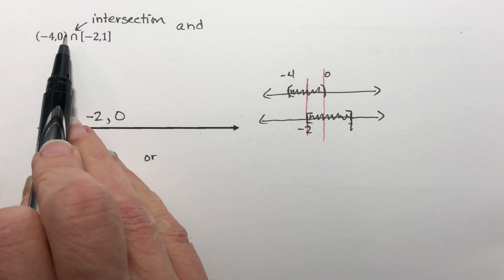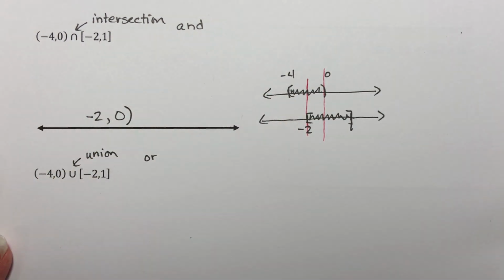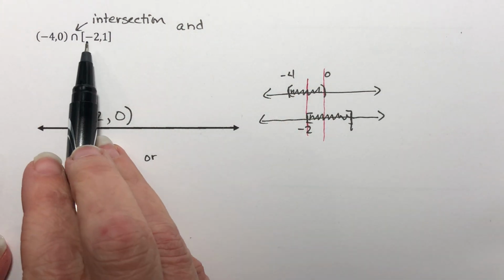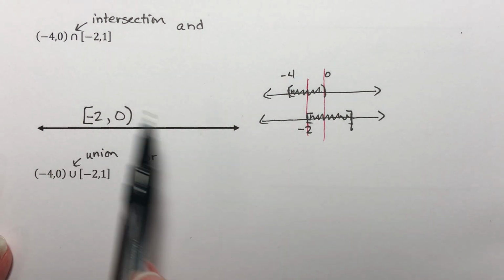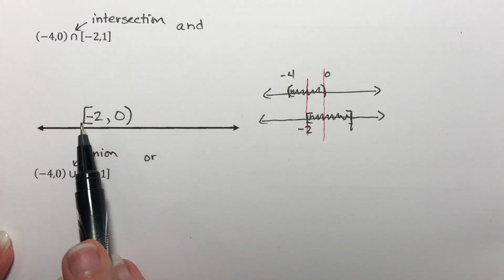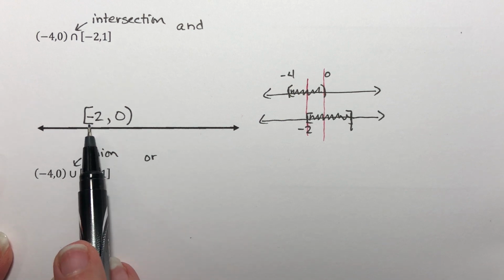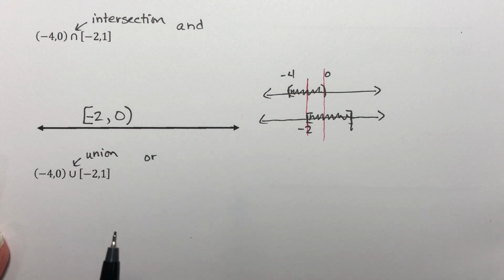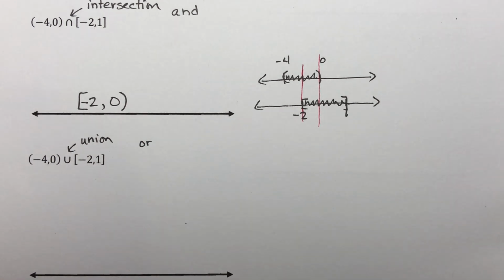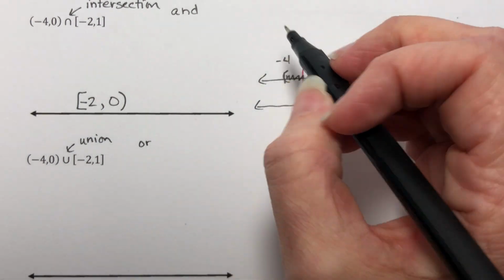Our 0 had parentheses by it. It still has parentheses here. Our -2 had a bracket. It has a bracket here. So the intersection of these 2 regions is between -2 inclusive and 0 non-inclusive. Now if we do the union, that picks up everything that's in either one of them. It doesn't matter which one.